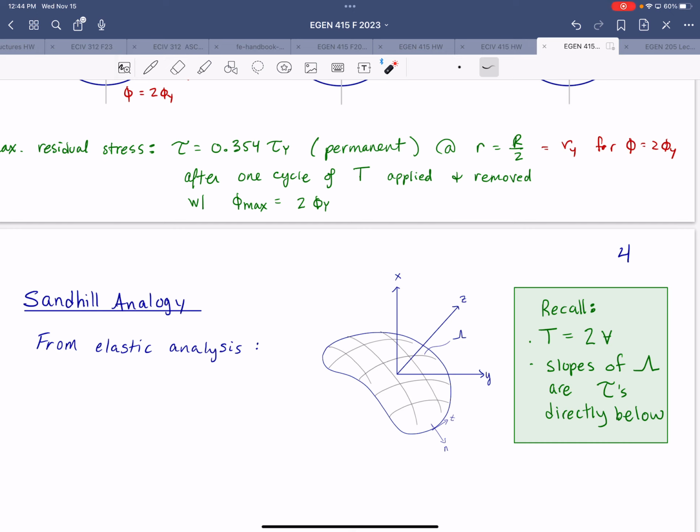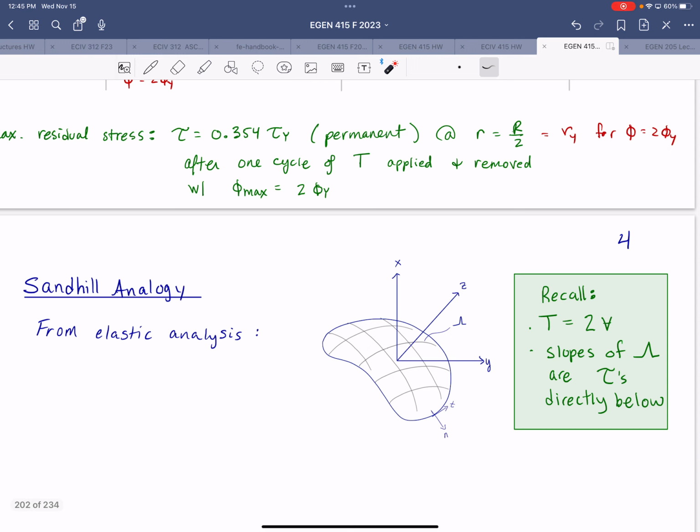And recall from our previous lectures on torsion, if you have an arbitrary shape, we use that membrane theory where you have an inflated membrane over the cross section, and the total torque is equal to 2 times the volume under that membrane, and the slopes of that outer surface of the membrane are equal to the shear stresses directly below. So the maximum shear stresses occur at the outer edge, and we'll now just take that to the level of ultimate twist.